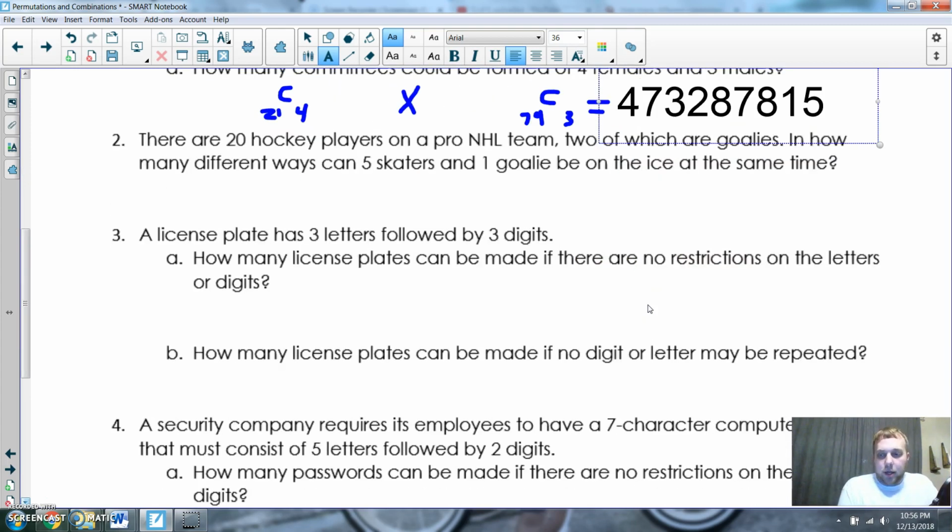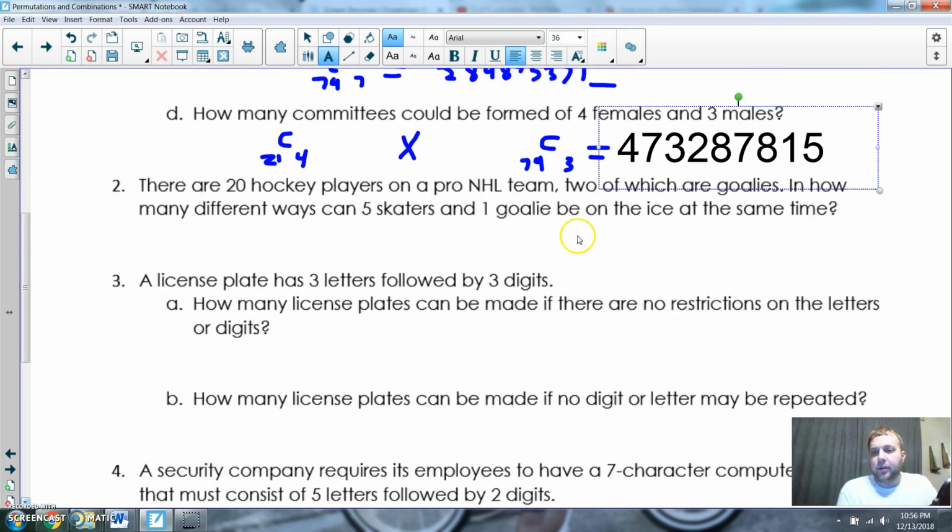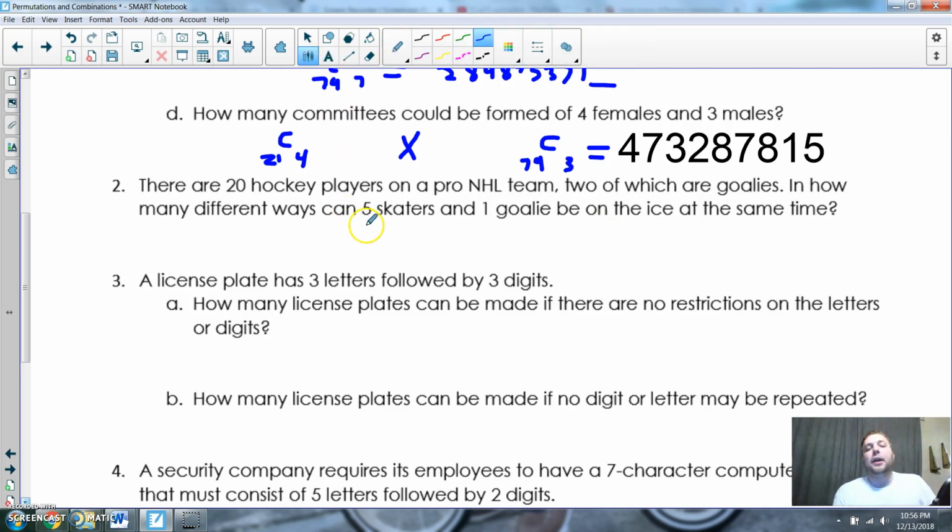All right, moving along. We're going to hopefully get through this. There are 20 hockey players on a pro NHL team, 2 of which are goalies. How many different ways can 5 skaters and 1 goalie be on the ice at the same time? All right, so we're going to kind of separate these. Have our skaters, have our goalies. Okay, so they're going to be kind of separate problems, then we'll multiply them together at the end.